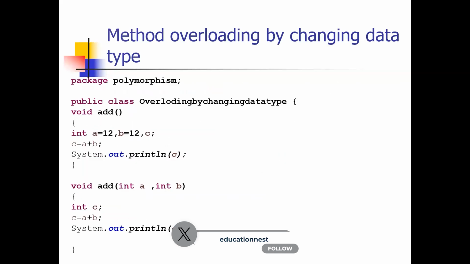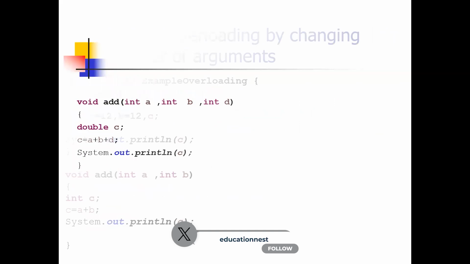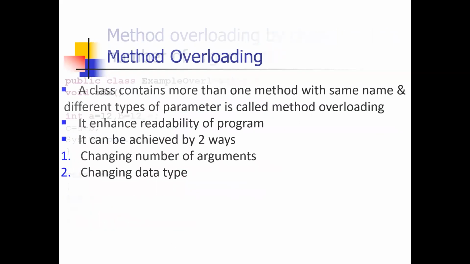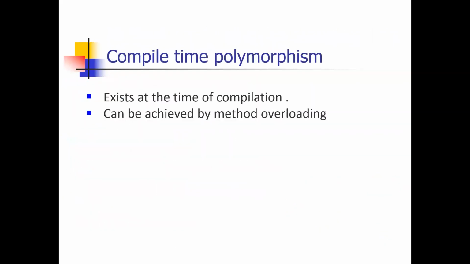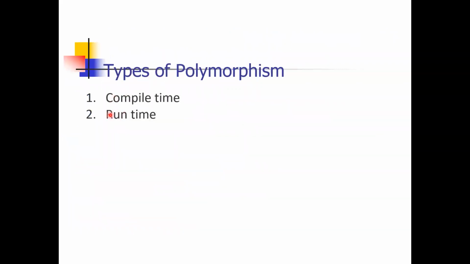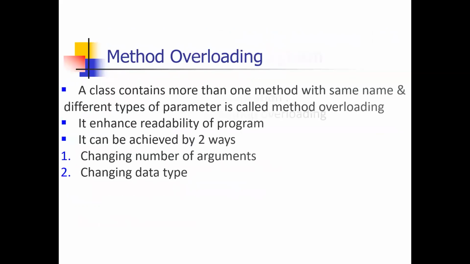So coming back here, there are two types of polymorphism: compile time polymorphism or runtime polymorphism. In compile time, there are two ways: by changing the number of arguments or by changing the type. That's called method overloading. In compile time, the method we use is called method overloading. In runtime, we use method overriding. So let's see.